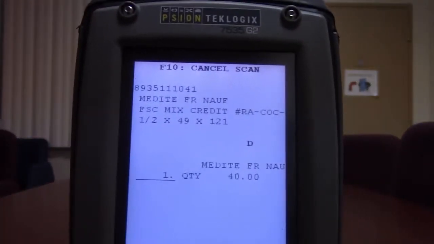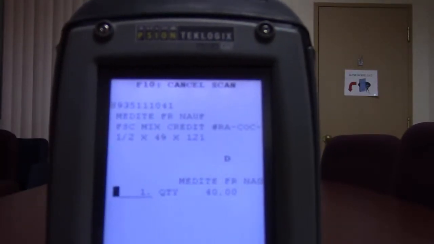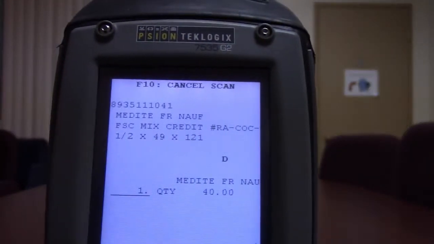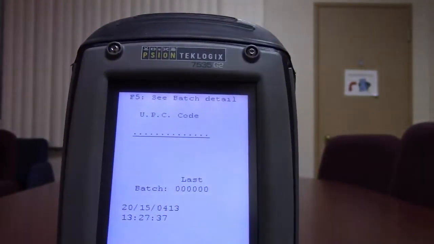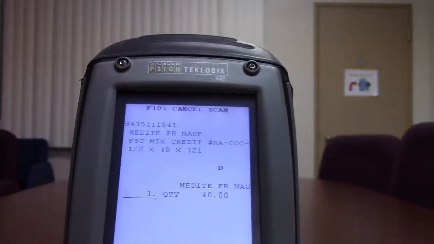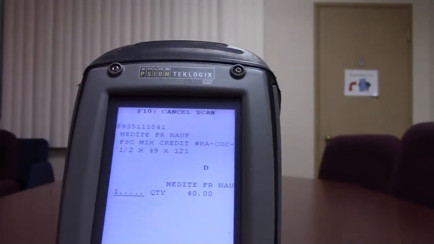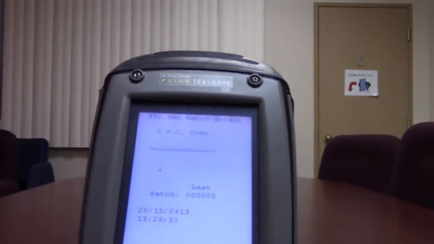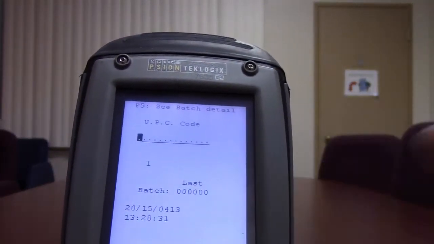When you scan a product, you have to verify that the information on your screen is identical to the product that you have in front of you. If the information is incorrect, you have to press F10 and advise your manager that the product and the ticket is incorrect. If the product that you scan is identical to what you have in front of you, you just have to put in the quantity that you have.